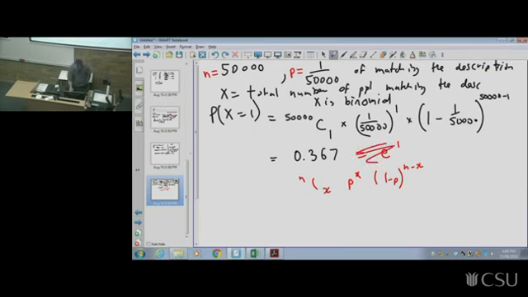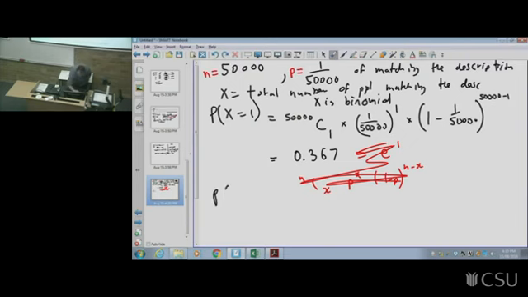So that's the value. It's about a 37% chance of exactly one person matching the description. You can see it's not 100%. That's the main thing to notice: there's a definite probability that you might get more or fewer people satisfying it.